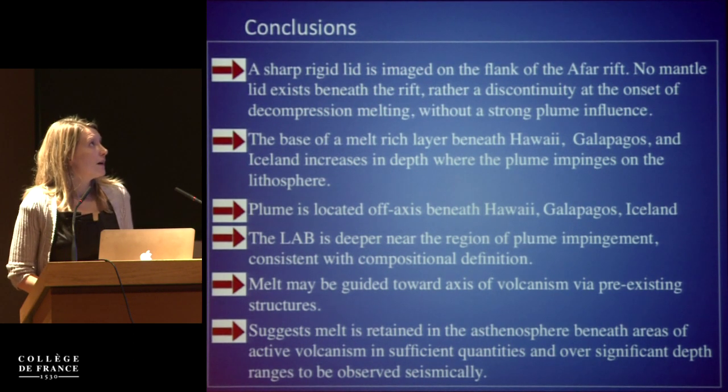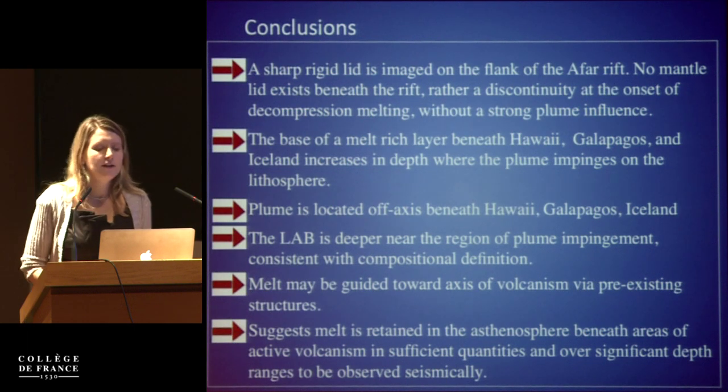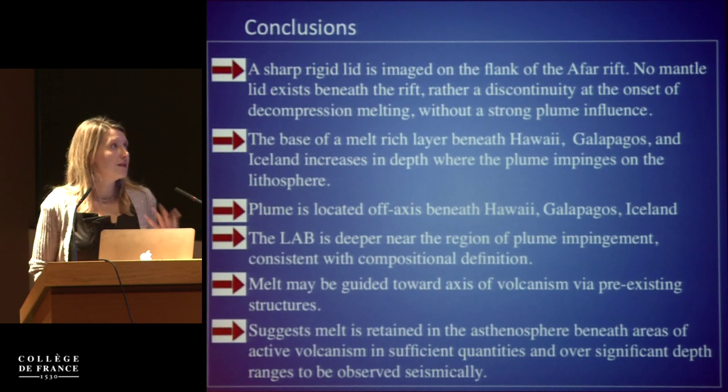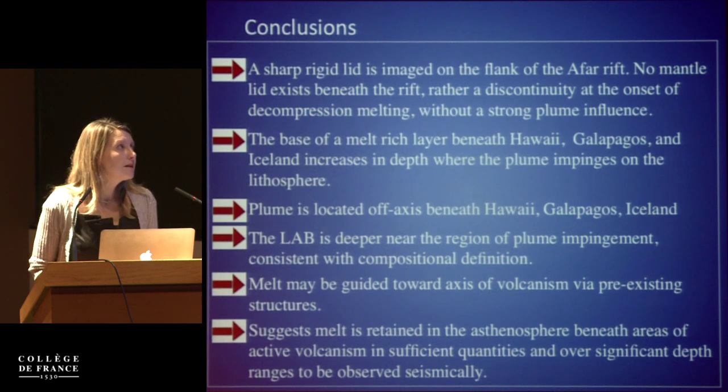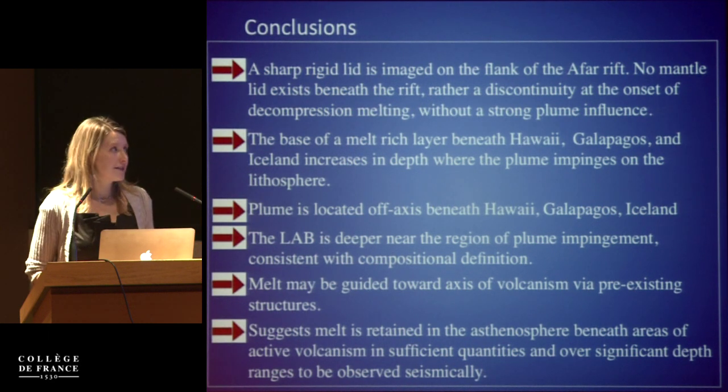So in conclusion, a sharp rigid lid is imaged on the flank of the Afar Rift. No mantle lid exists beneath the rift itself, rather a discontinuity at the onset of melting, which we associate with decompression melting without a strong plume influence. The base of a melt-rich layer was imaged beneath Hawaii, Galapagos, and Iceland, increasing in depth where the plume impinges on the lithosphere, although in all cases it's off-axis.